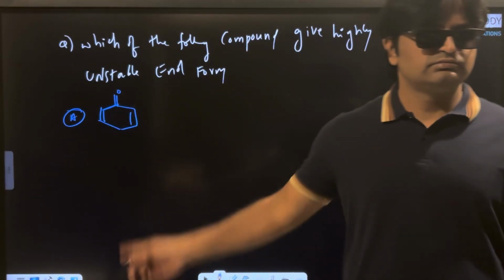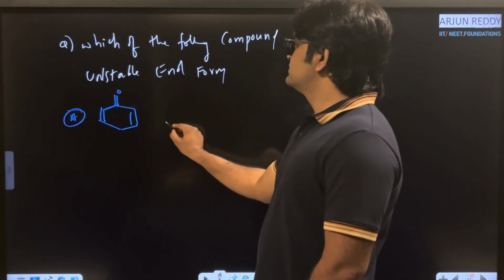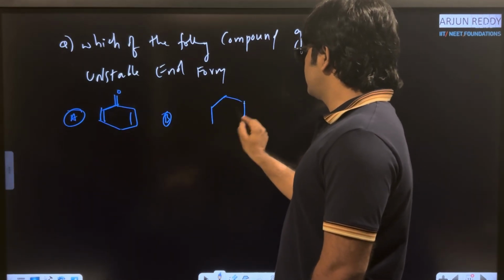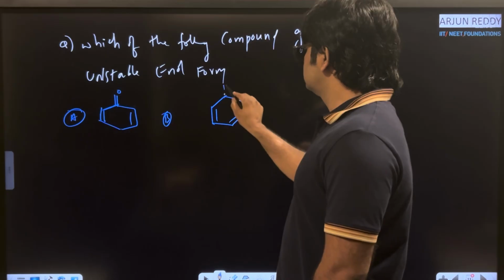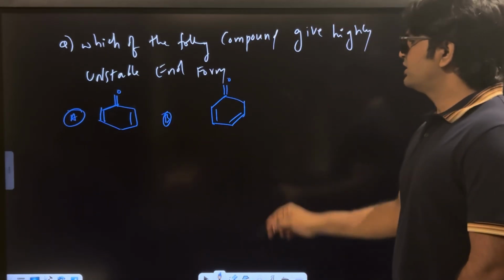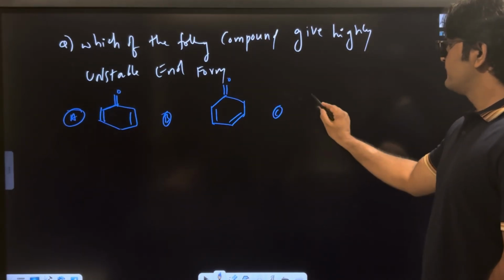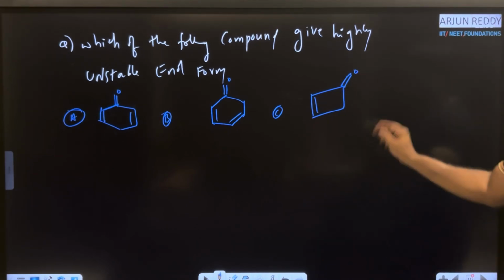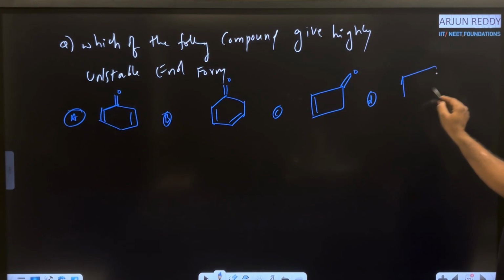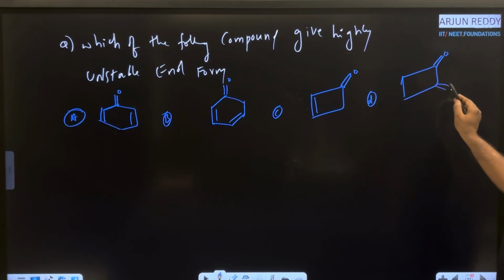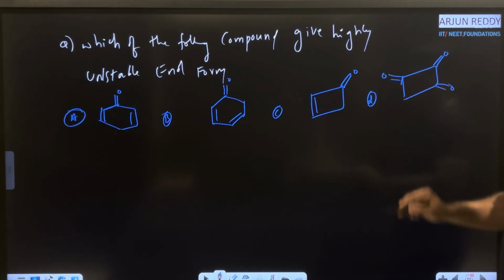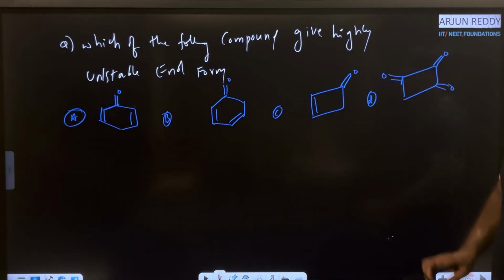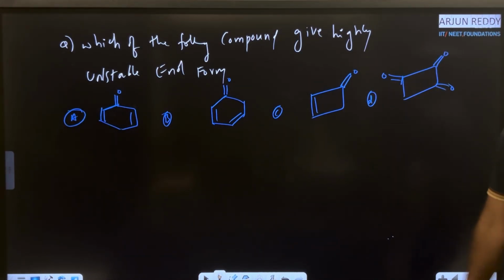Is it visible? Yeah. Second molecule, this type of molecule is given, double bond O. Okay, right. Compound C, this is our compound, double bond O. And compound D, double bond O, double bond O, double bond O. Now these are the four options given. What is our question? Our question is, which of the following compound gives highly unstable enol form?